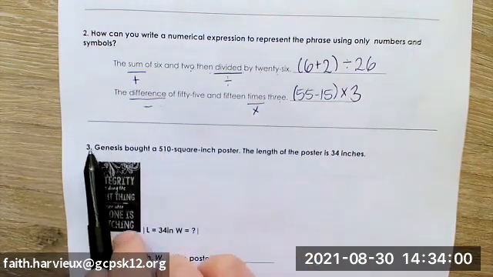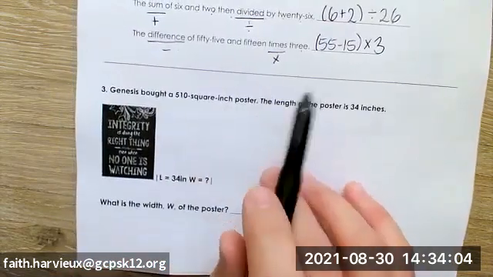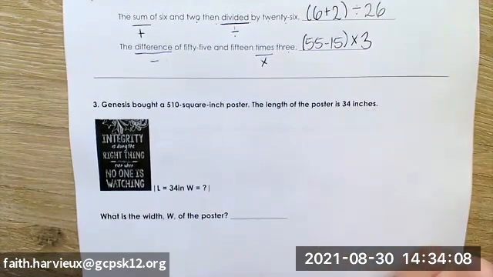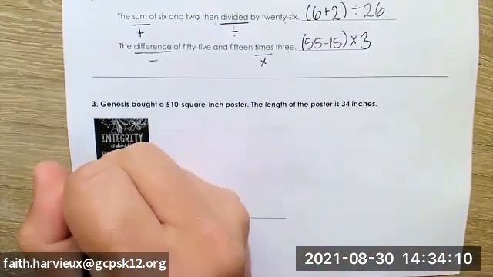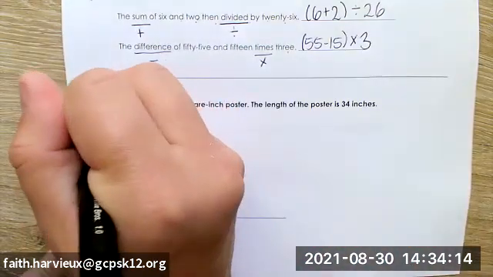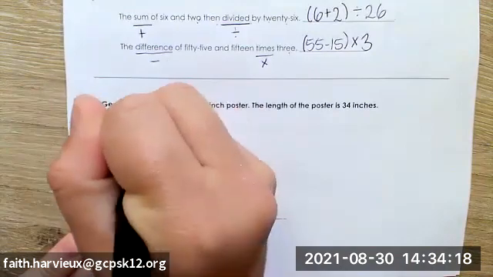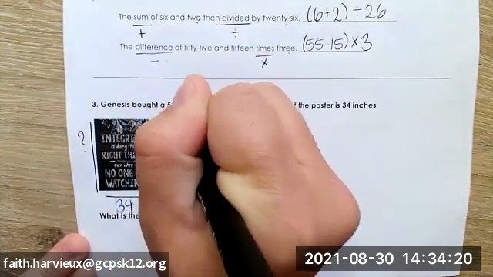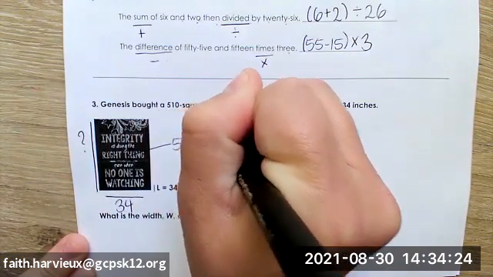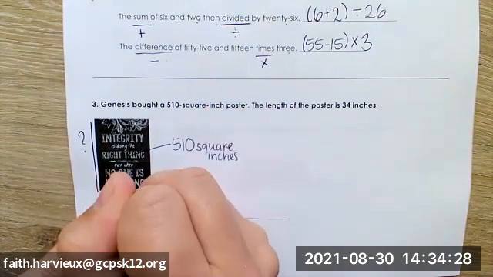Next, I'm going to read question number 3. Genesis bought a 510 square inch poster. The length of the poster is 34 inches. So I have my length of 34. I have my width, which I don't know. And I know that my area is 510 square inches.